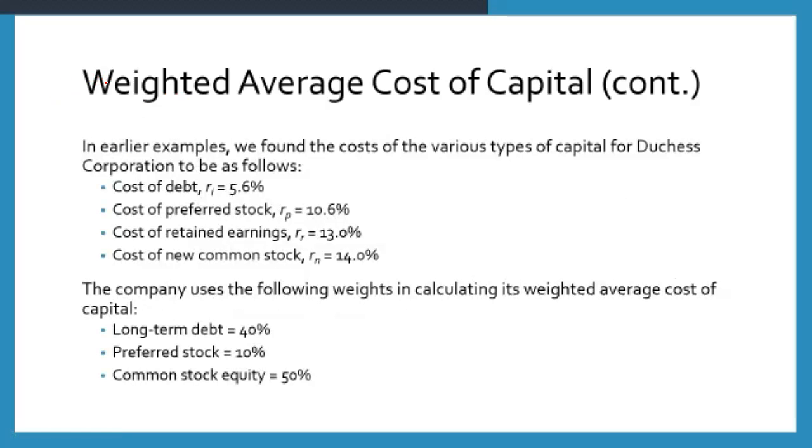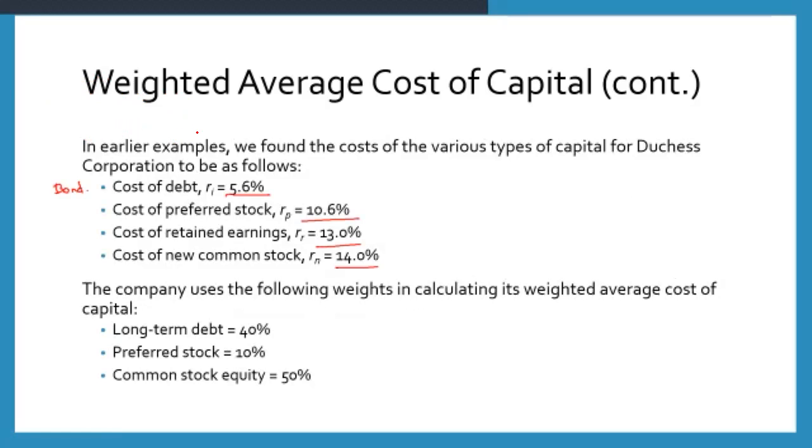Right. So in the earlier examples, here's what we found. The cost of debt, this is the bond. The cost to issue this debt, 5%. The cost to issue the preferred stock was 10.6. The cost to issue retained earnings was 13%. On new common stock was 14%.